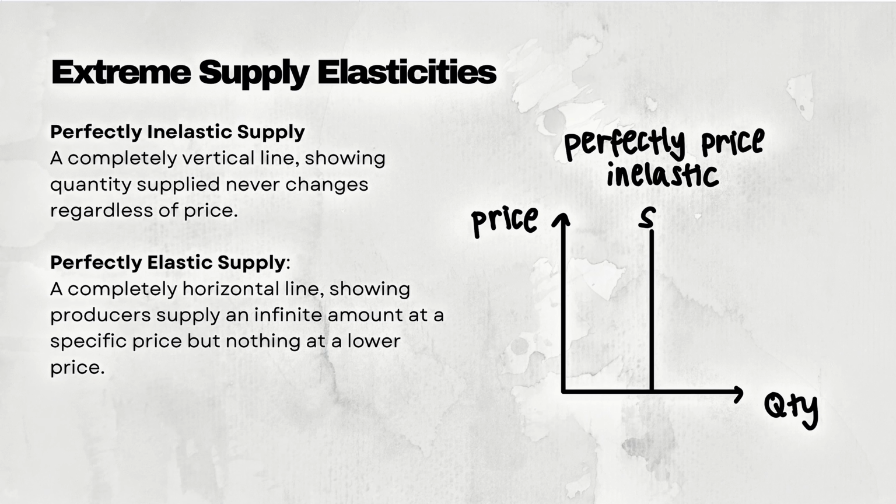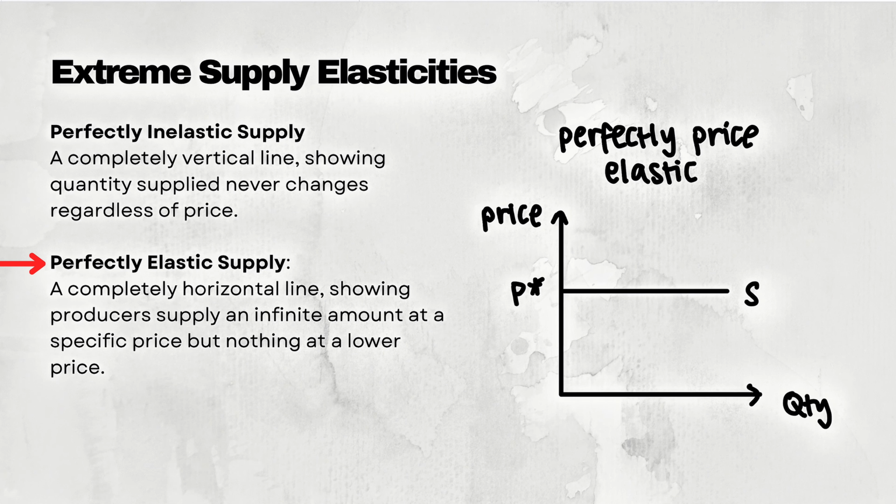Another example will be the supply of Bitcoin, as there will only ever be 21 million Bitcoins to exist on the Bitcoin network. And the other extreme elasticity is perfectly elastic supply. This is illustrated as a horizontal line on the supply curve, showing the producers supply an infinite amount at a specific price, but nothing at a lower price.